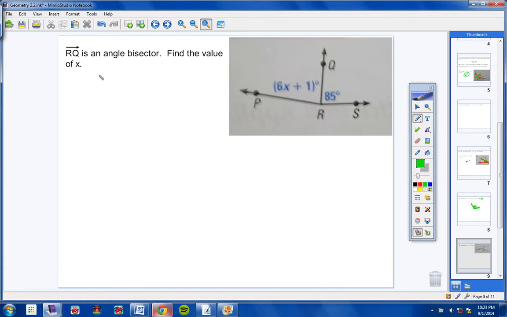Go ahead and copy this in your notes, students, if you would. Ray RQ is an angle bisector. Copy that down, please. And find the value of x. Copy that in your notes. And then go ahead and copy this problem into your notes. I'll give you just a couple seconds to do that, and we're going to move on, okay? Ray RQ is an angle bisector. Find the value of x. And here's the angle right here we're dealing with.